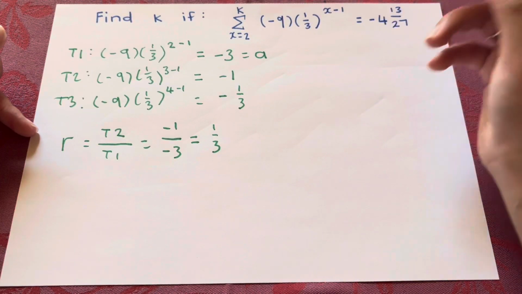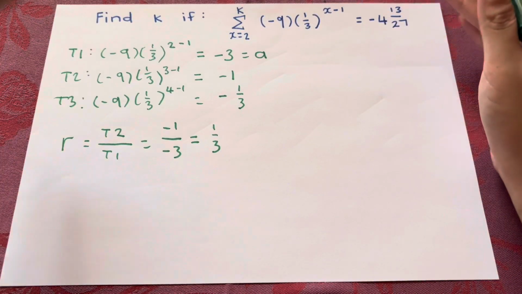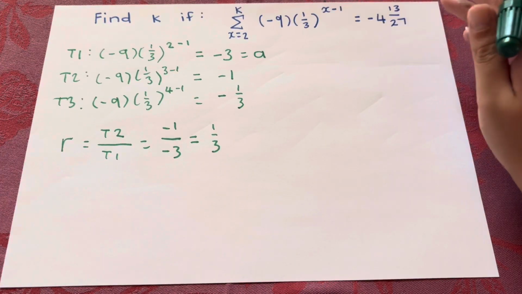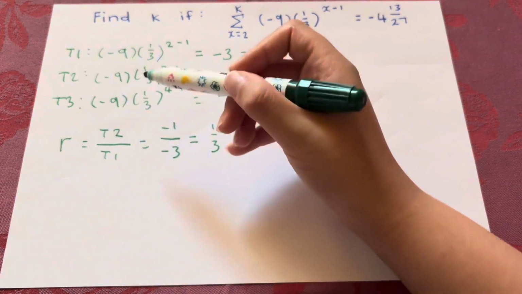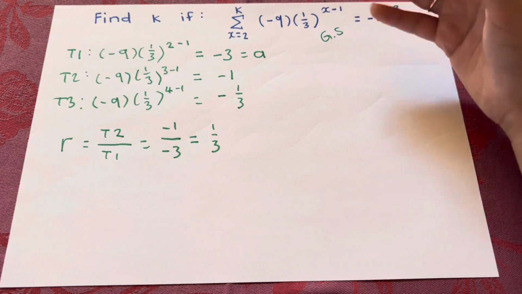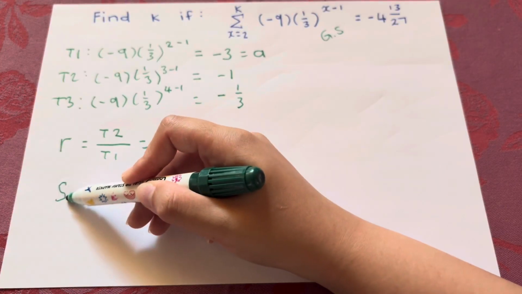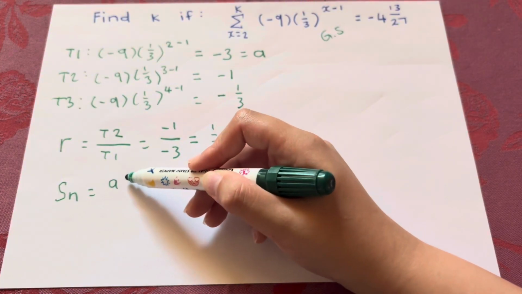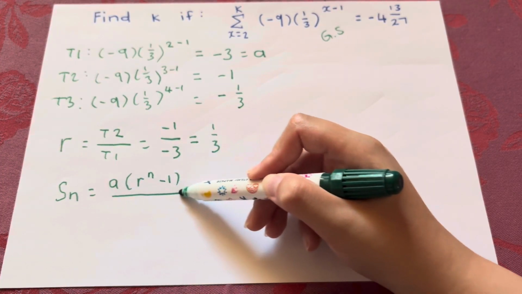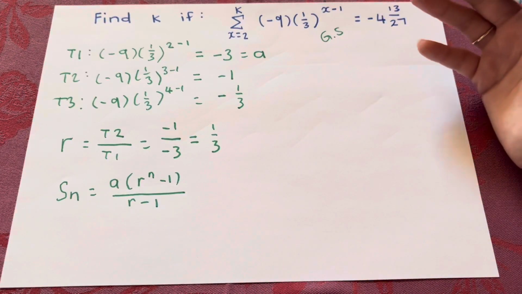meaning to go from one term to the next, we're multiplying by the factor 1 on 3. Now that we have our A and our R value, as well as understanding that we're working with a series, the sigma, let's set up our SN notation. So for a geometric sequence or geometric series, we need to use geometric SN. So SN is equal to A multiplied by R raised to the n minus 1 over R minus 1. And now we need to substitute what we know.